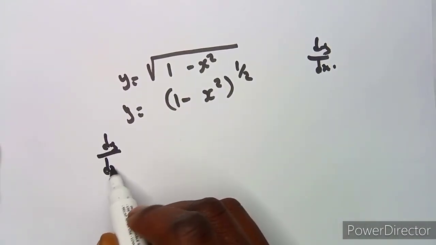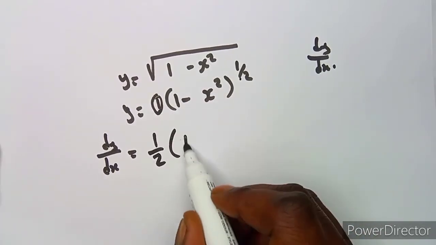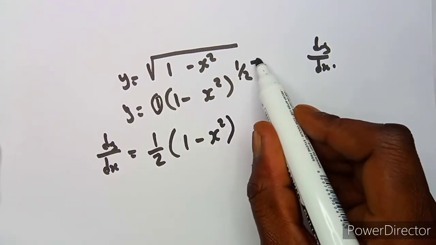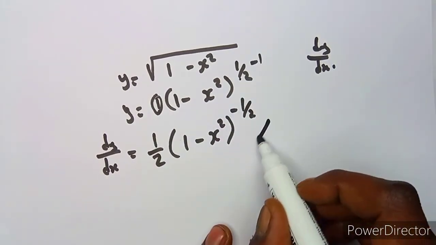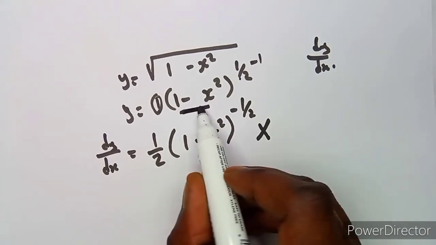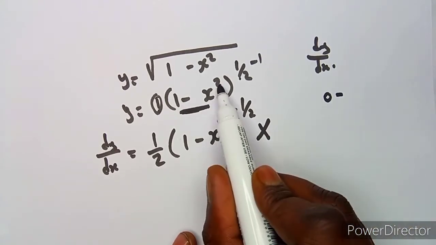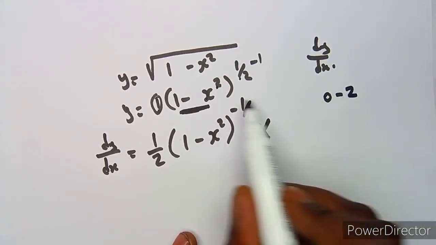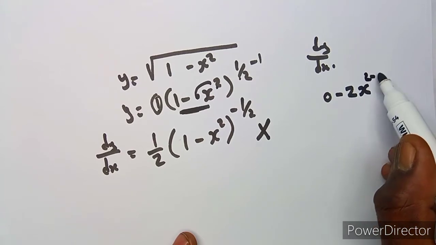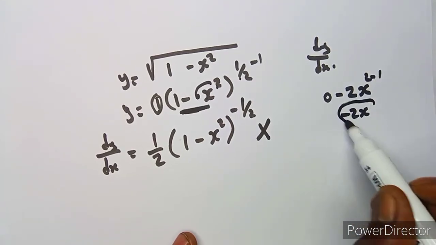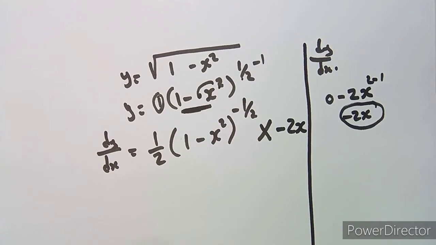Just like what we did from the previous question, you drop the exponent here, that's half times 1, which is a half, into 1 minus x squared to the exponent of, we subtract 1 here, which is minus half. So this is the derivative of the bracket times the derivative of the inside part now, which is here, it's a 0 here, minus the derivative of x squared, which is going to give us 2, because you drop this exponent, which is 2 times 1, which is 2x to the exponent of 2 minus 1, which is just 1. So this will give us here minus 2x. So that's what you're going to have there.